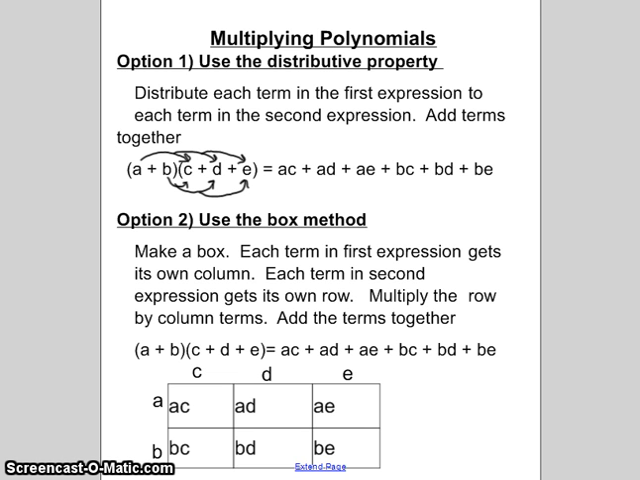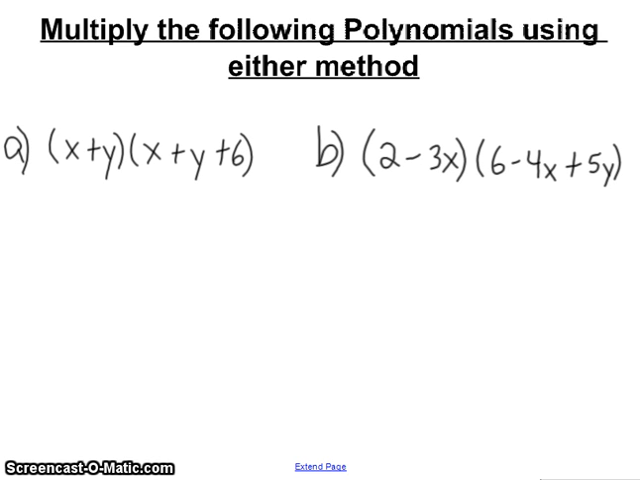Or I can use the box method, where I'm going to create a table with the number of rows matching how many terms were in the first expression, and then the number of columns going to match the number of terms in the second expression. I'm going to multiply within each cell and then combine like terms. So it's just a little bit easier way for some people to see the distribution. So let's look at these two methods.